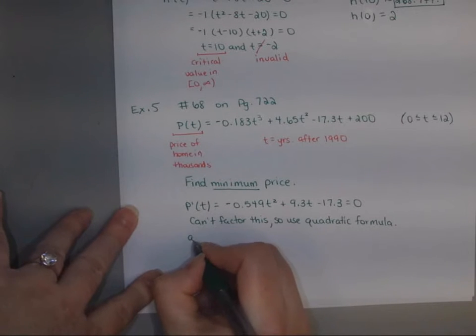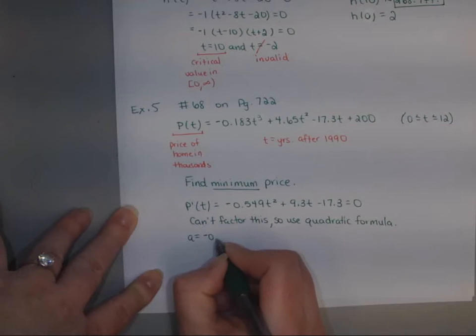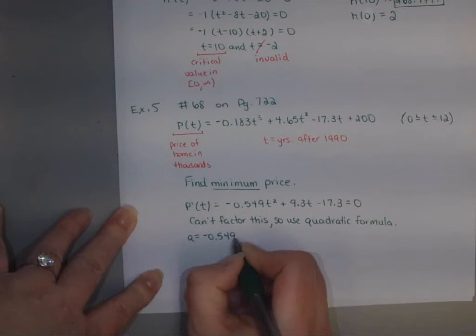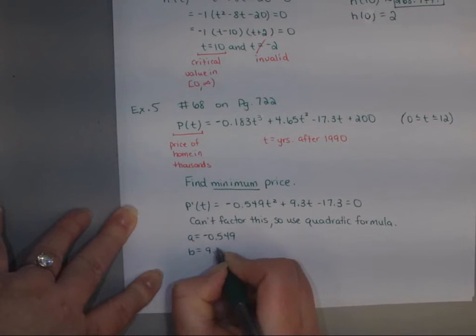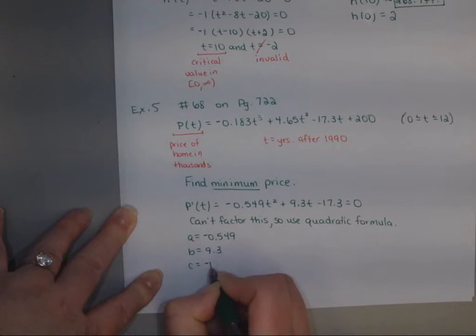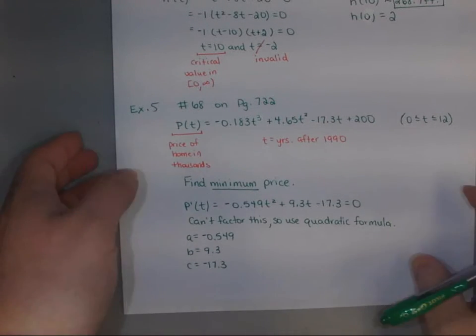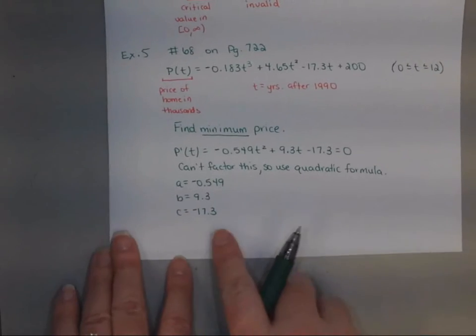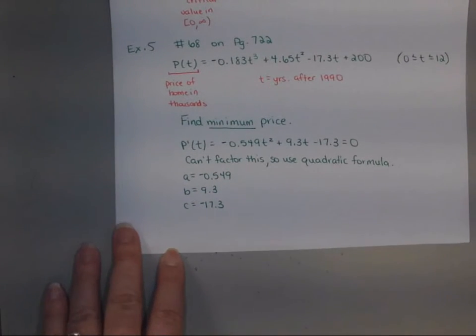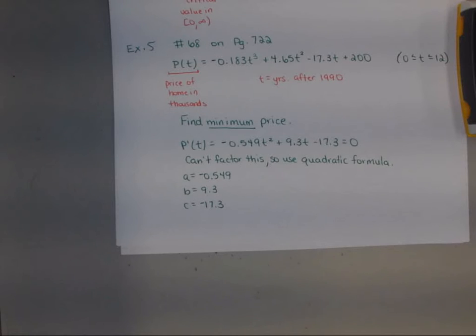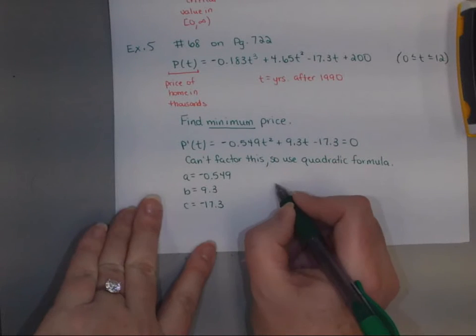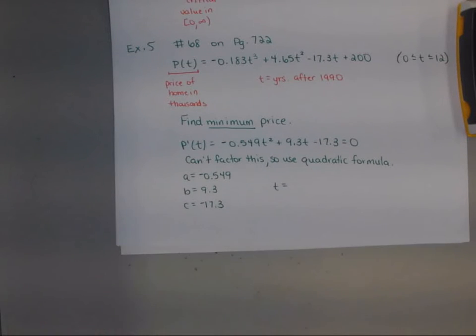First let's lay out what our A, B, and C are. A is negative 0.549, right? B is 9.3. C is negative 17.3. When I'm teaching quadratic formula to high school and junior high students, I always make them write out what the A, B, and C are so that they don't make sign errors, and then plug it in. By the way, it's not x equals in this problem, it's t equals and then the quadratic formula. So take 2 minutes and see what you can get there.